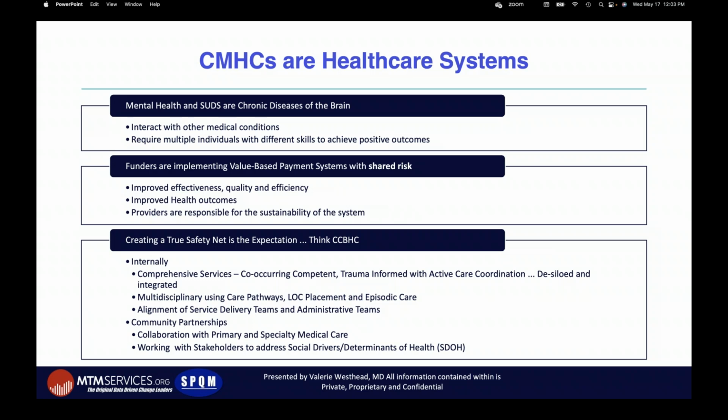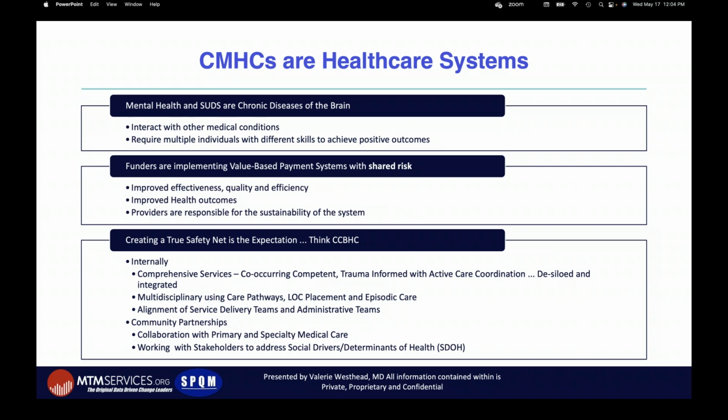As a result, that means that we have to become more effective, more efficient, and the quality of the care that we're providing has to be borne out in objective data. We also know that we are responsible for the sustainability of that system. So I'm bringing these points to the forefront because medical providers in CMHCs have often not really thought about these things. We know about the chronic disease of the brain, but understanding how funders are impacting the way that we deliver care, and that we need to adapt our processes to accommodate that, as well as be advocates to hopefully make some changes in how it is being played out as well.